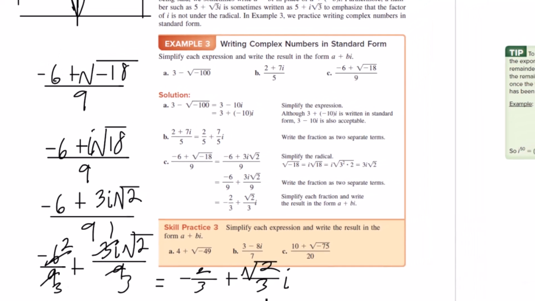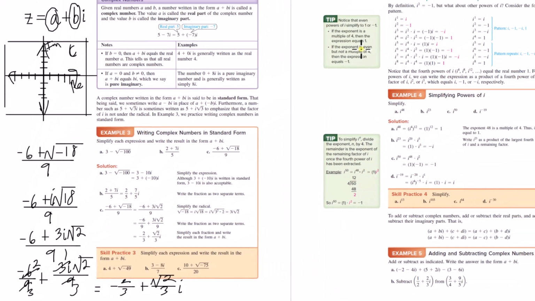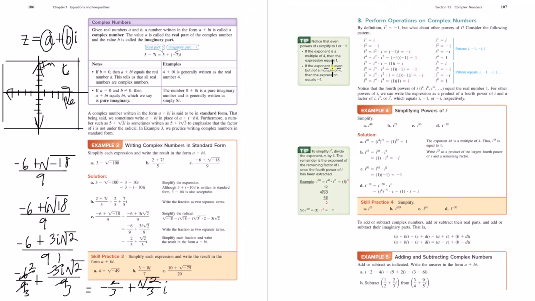Now in the next video, we'll finish this section. What we're going to look at is different operations on complex numbers. They're numbers just like any other numbers, so we want to make sure we understand exactly how to add, subtract, multiply, and divide them. You might be saying, if they're just like any other numbers, why do we have to learn how to add, subtract, multiply, and divide them?